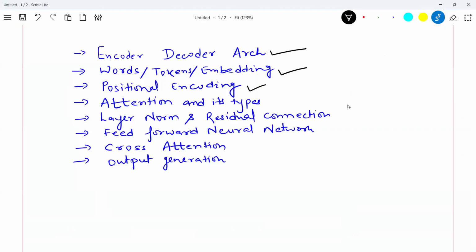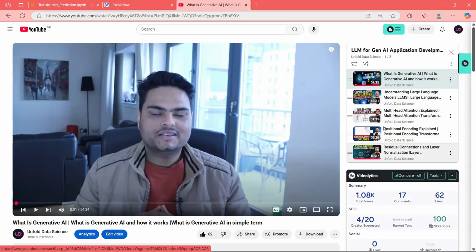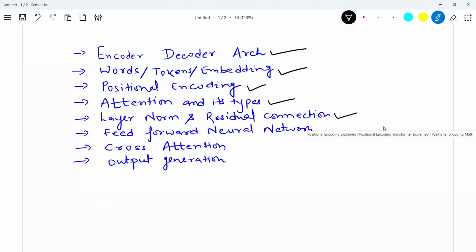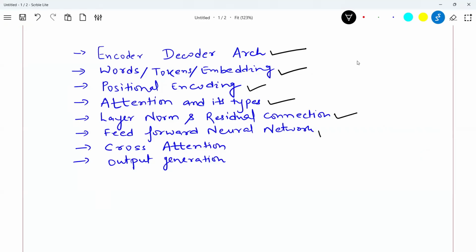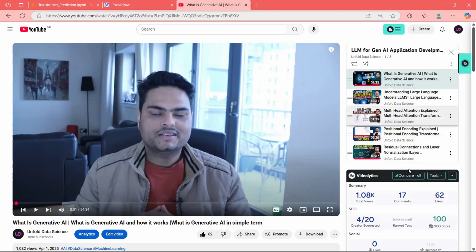For attention and its types, the attention video is already there. For layer norm and residual connection, the residual connection and layer norm video is there. For feed forward neural network, in Understanding Large Language Models I fit a language model and explained what a feed forward neural network is. All these concepts are already there if you watch just these 5 videos, and hence I'm telling you, these 5 videos are a must for understanding transformers.